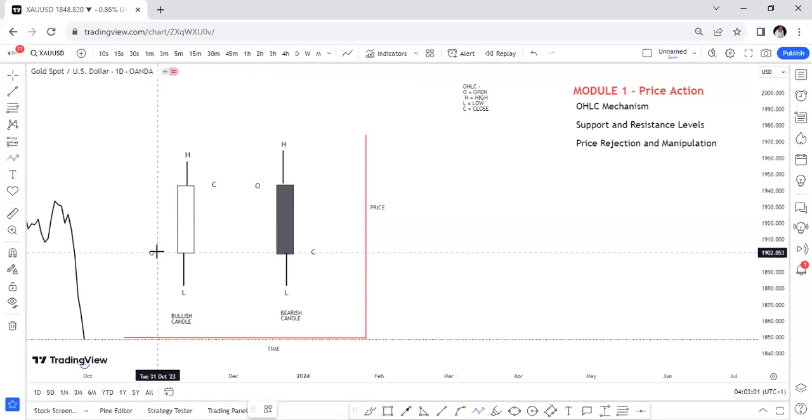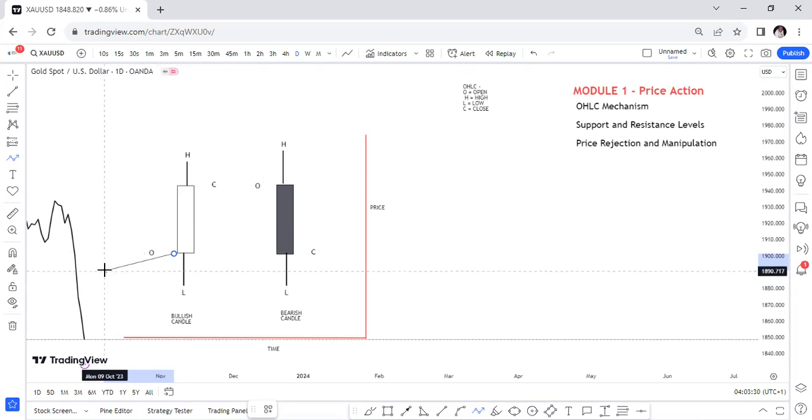So if the market opens here, for bullish, it must first go down to trade off all the previous liquidity pools below the previous day low. That's the support. Below the support level, it will take the liquidity and trade it off, because that is what the market maker is all about doing in the market.